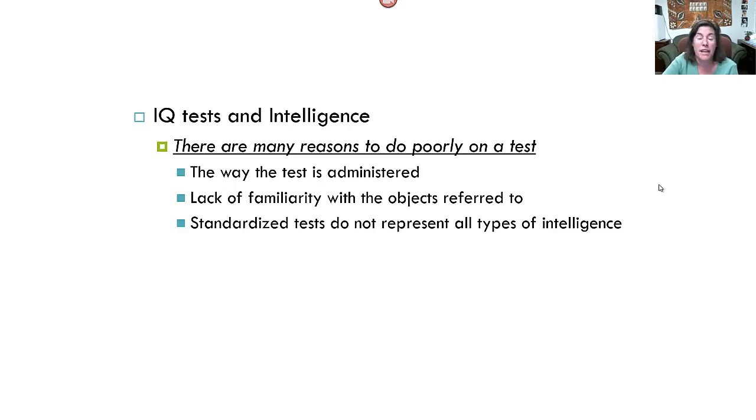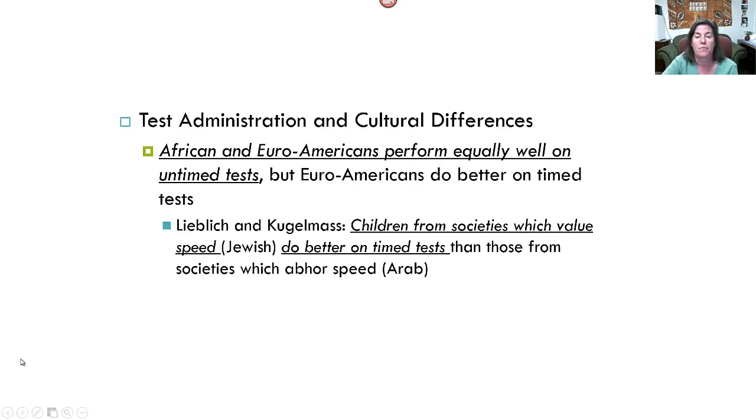Now, there are a lot of reasons that people do poorly on the test. Some people have test anxiety. There is also the way the test is administered. There's lack of familiarity with the objects being referred to. And it's very important to recognize that standardized tests do not represent all types of intelligence. African and European Americans perform equally well on untimed tests, and European Americans do better on the timed test.